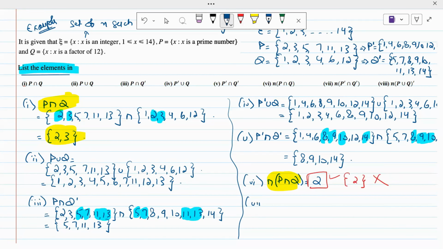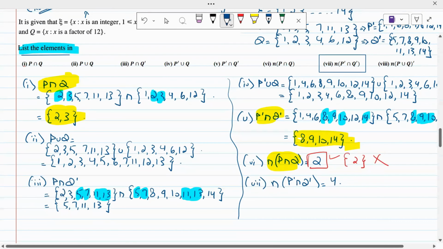Part 7. This is now n of P complement intersection Q complement. Here again we have already got the value of P complement intersection Q complement, which is this set 8, 9, 10, and 14. So here you need to write their count only. So n of P complement intersection Q complement, the count is 4.